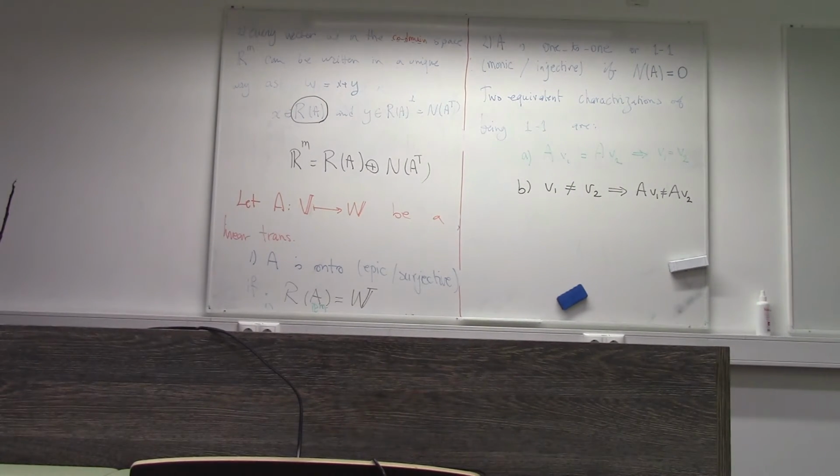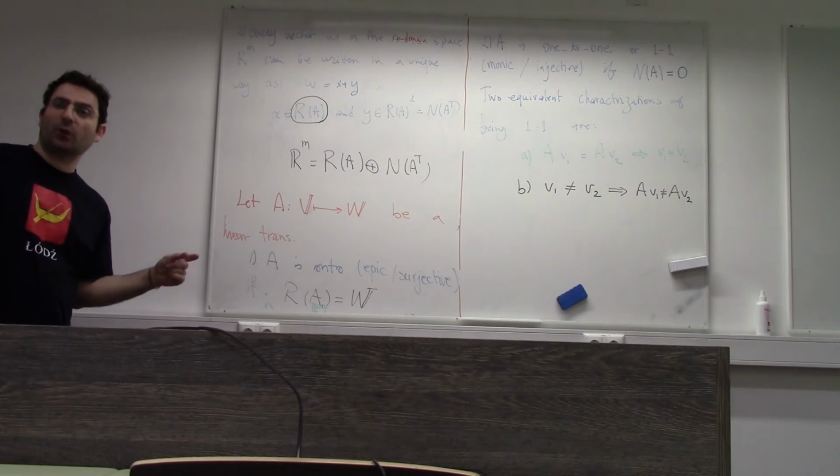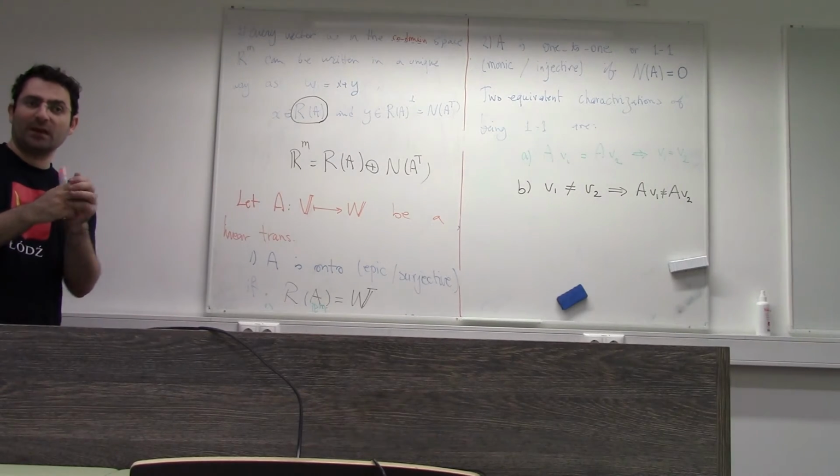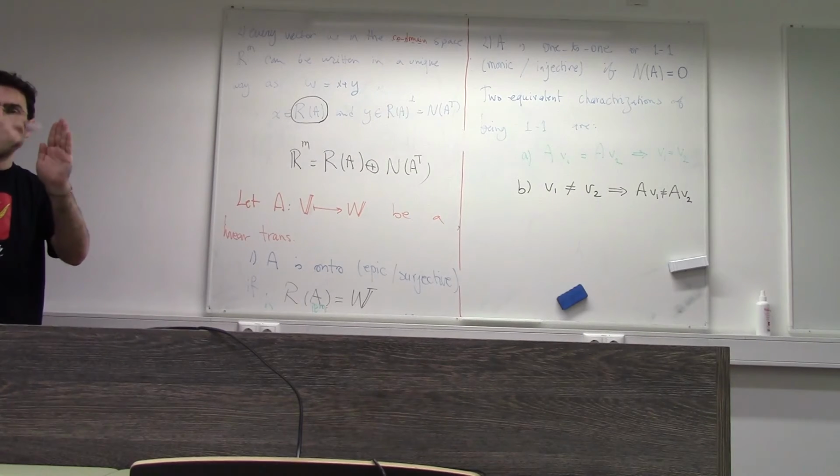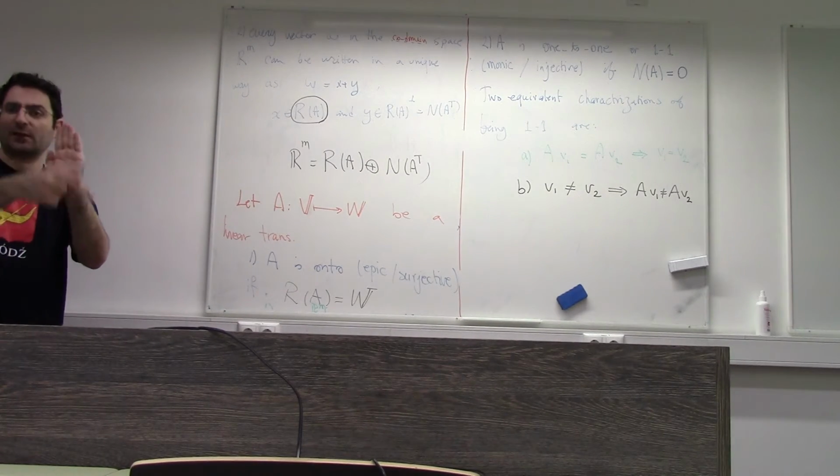Whereas in onto, we don't have any restriction regarding 1 element or 2 elements going to something in the codomain. The only thing we need in onto is that all elements in the codomain have been covered.